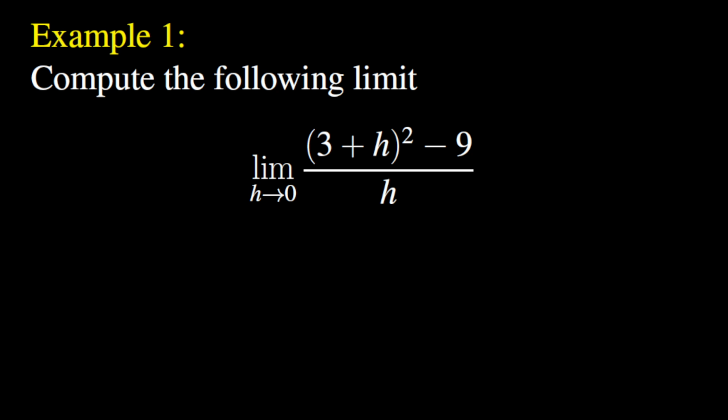Now that we have reviewed the main limit laws, let us apply them in the following examples. In this first example, we are asked to compute the limit as h goes to 0 of the fraction (3 plus h) squared minus 9, divided by h. Looking at this function, we see that it is a rational function.